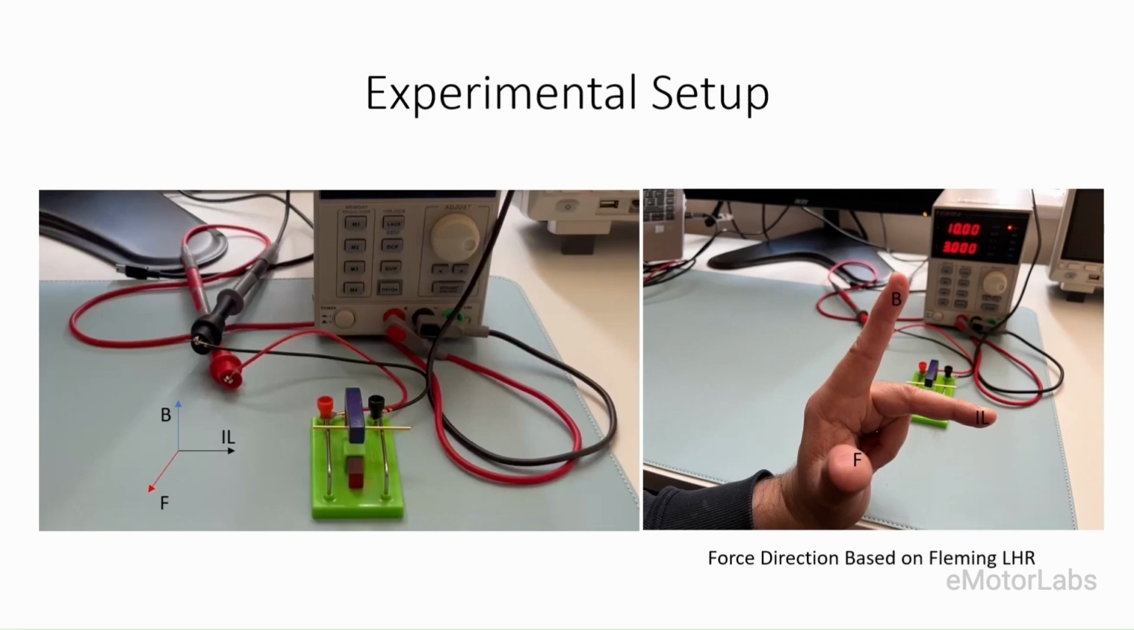In our setup, the current flows horizontally along the brass rod. The magnetic field points upward from the north pole to the south pole, and therefore the force should act horizontally, pushing the conductor rod towards us.